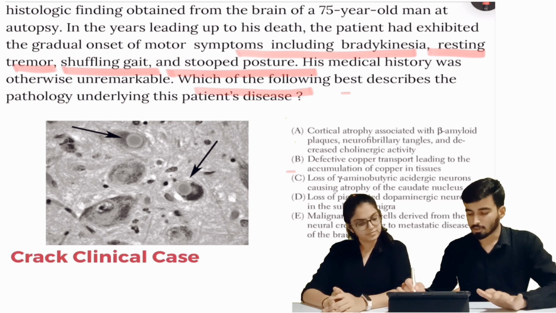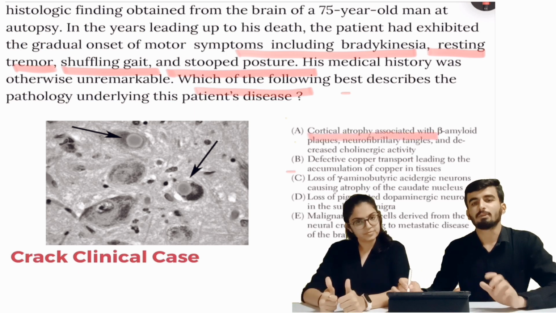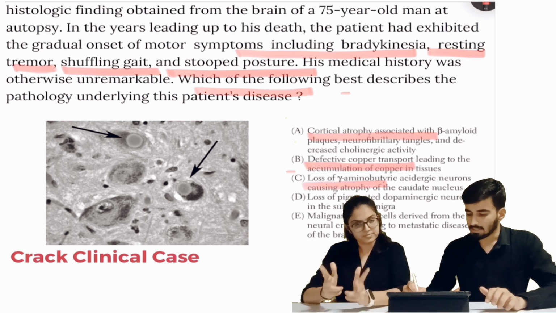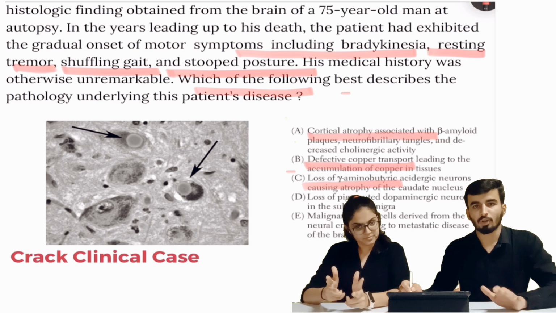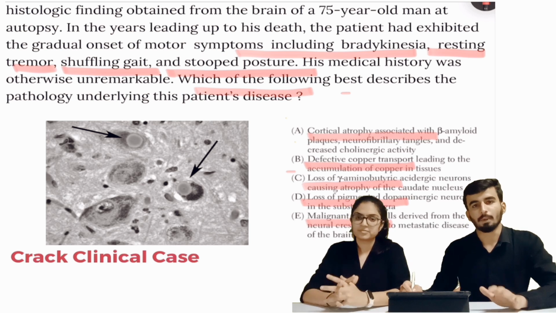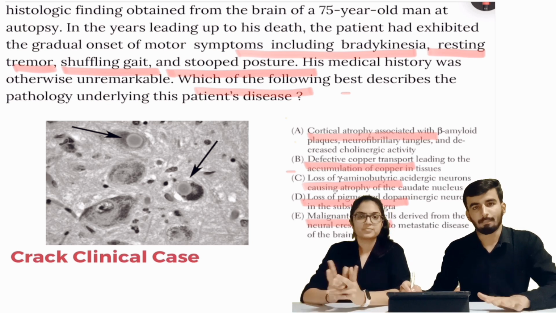We have 5 options for this patient: A, cortical atrophy associated with beta amyloid and neurofibrillary tangles. B is defective copper transport. C is the loss of gamma aminobutyric acid neurons. D is the loss of dopamine neurons. E is a malignant tumor cell derived from a malignant cell. What is your answer? Type it in the comment box.